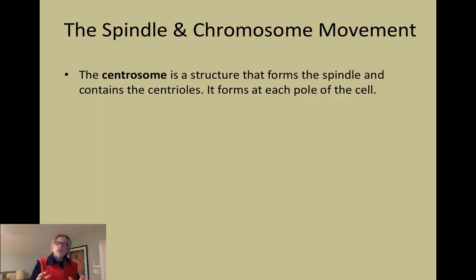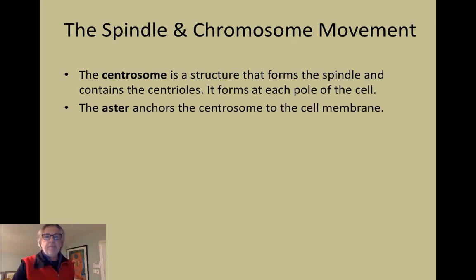Next, what I want to do is just talk a little about the centrosome. It is the structure that forms the spindle and contains the centriole, and it moves to each pole of the cell. The so-called aster are cytoskeleton elements that reach from the centrosome outwards to the cell membrane, and they anchor the centrosome and the whole spindle apparatus on the cell membrane, and we'll see a picture of that in a second.